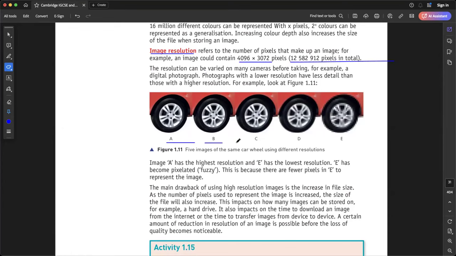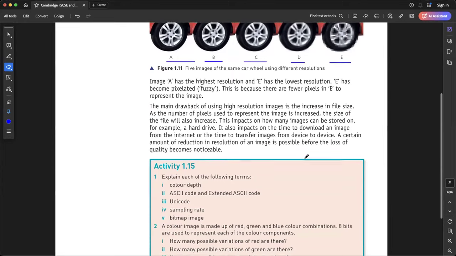You have 5 different images. Can you tell me which one is sharp? A. And which one is fuzzy? E. Very good. Why do you think they are fuzzy and why are they sharp? Because A has more pixels. Very good. Excellent answer. That's great.